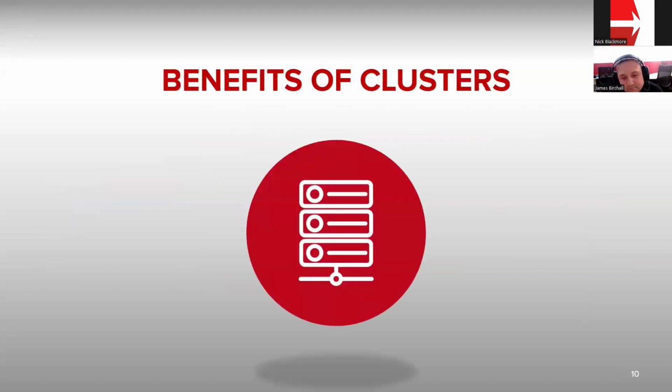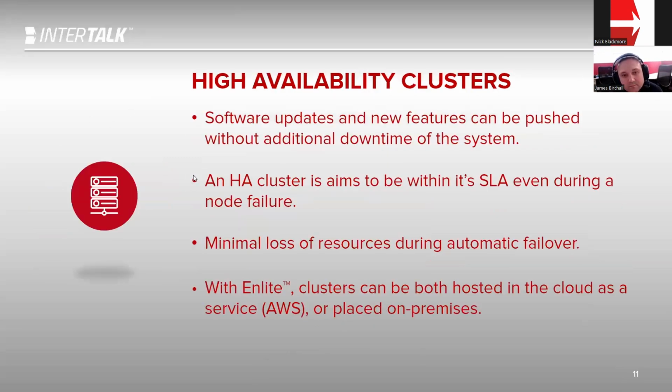So, what are some of the benefits of using these clusters? And when we talk about clusters, we mean a series of three servers that are together, either on prem or nodes that are hosted within the cloud. High availability clusters allow for software updates and new features to be pushed without additional downtime to your system. A high availability cluster, even when it fails, is still within an SLA because of the way the failover system works and how load balancing is achieved, which we'll get to shortly. There's minimal loss of resources during this automatic failover.